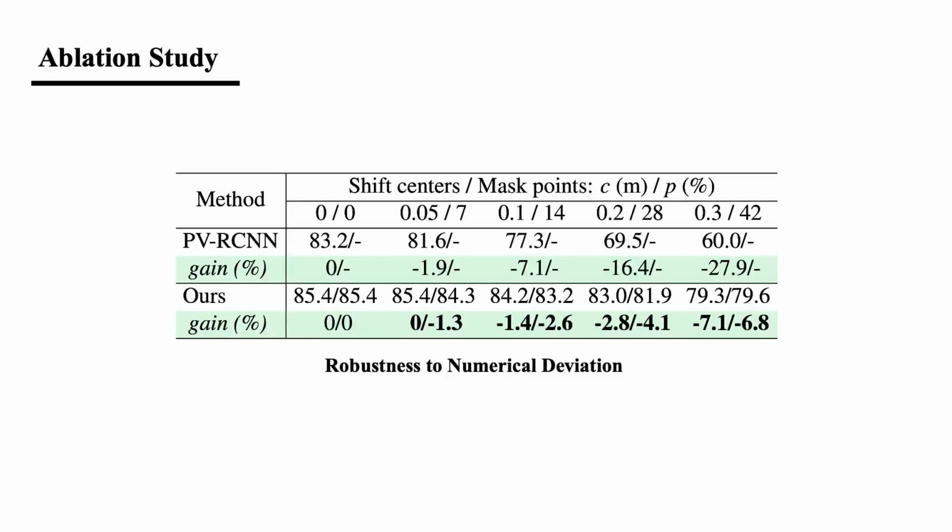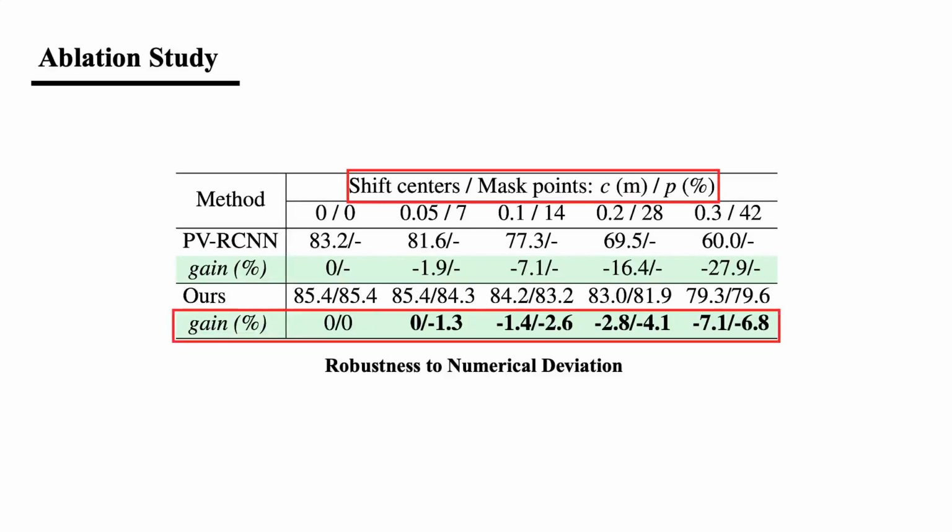To prove our motivation, we provide the impact analysis of randomly shifting box centers or masking internal points. It shows that our ImpDet is more robust to these numerical deviations. Lastly, we also show some predicted results for visualizations.